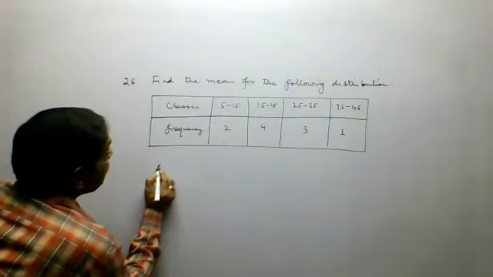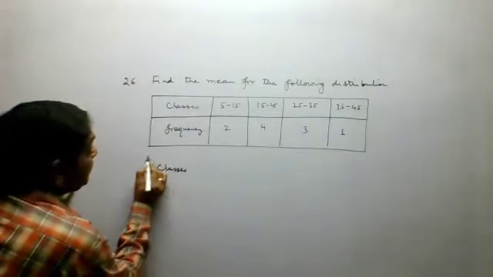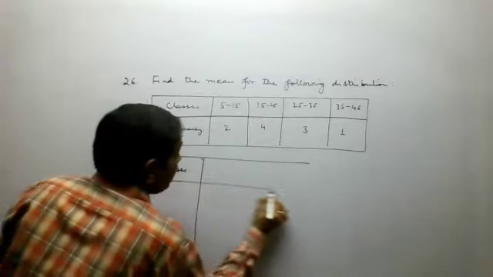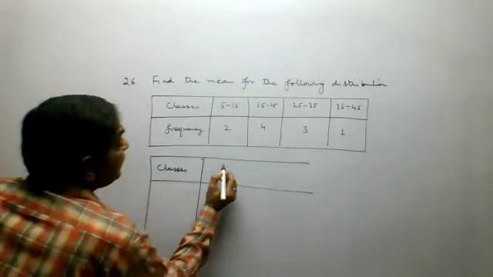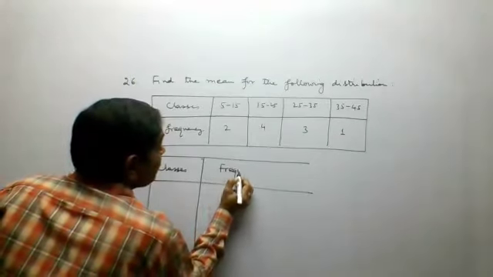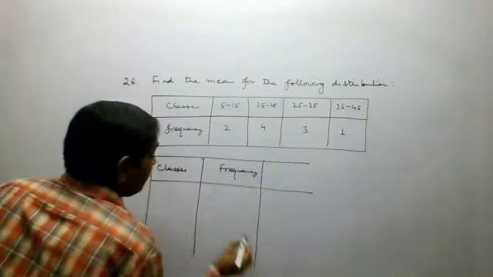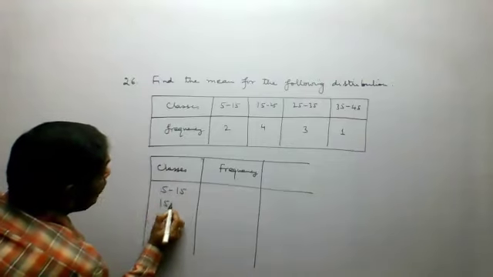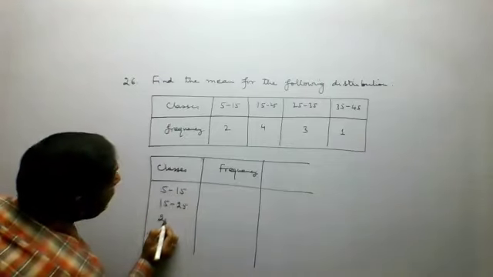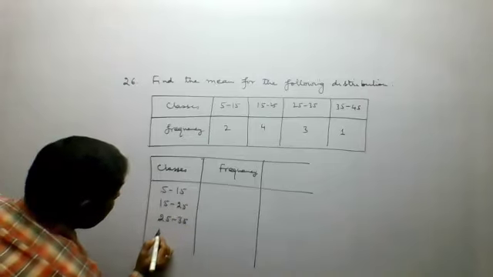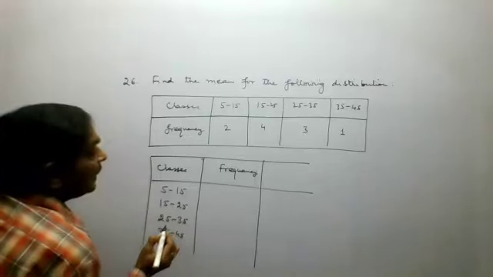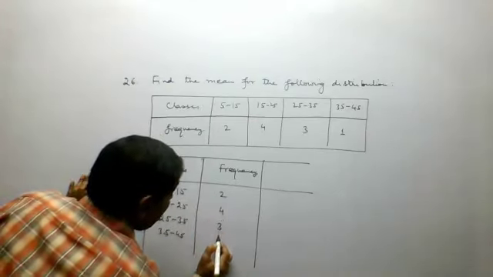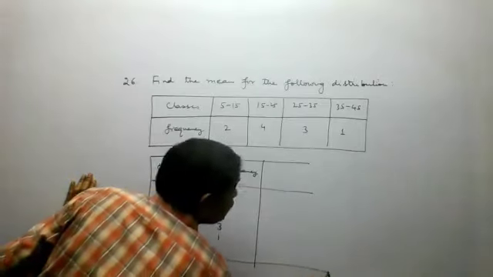Here we will write classes. Here we will be writing frequency. Classes are 5 to 15, 15 to 25, 25 to 35 and 35 to 45. And frequencies are 2, 4, 3 and 1. These are the frequencies given to us.